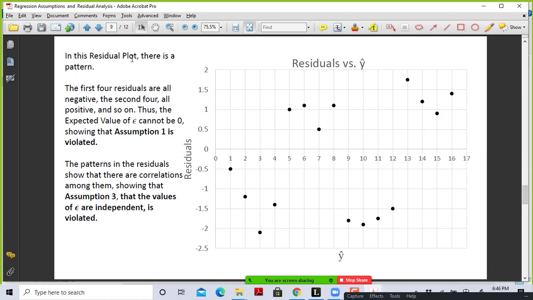How about this one? If you see, assumption 1 is violated. The mean is not 0 because it's heavily skewed towards the right. The mean should be 0, with an equal number of values here. Then assumption 3 is violated in this case because the errors are not independent. There seems to be some kind of correlation between the points.